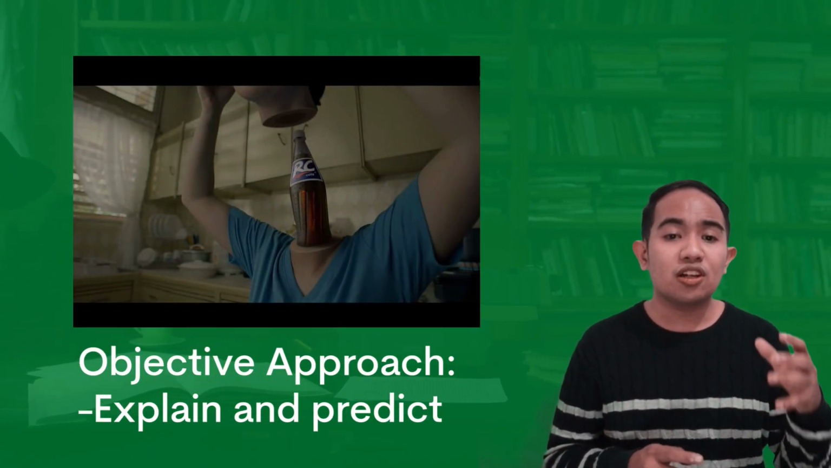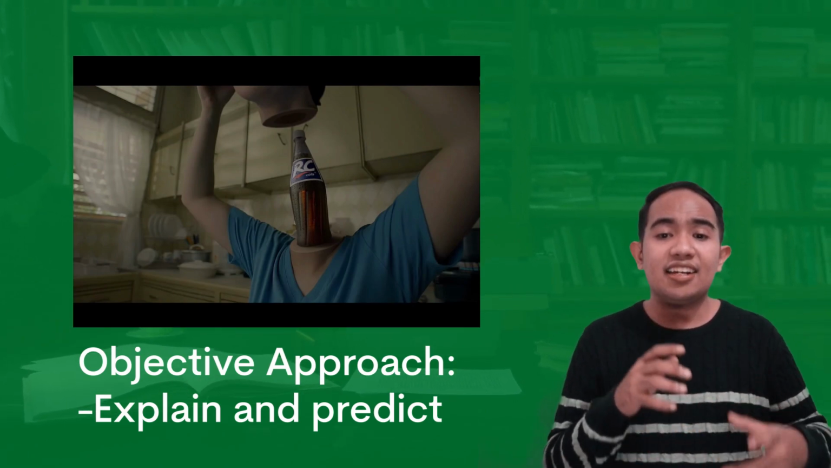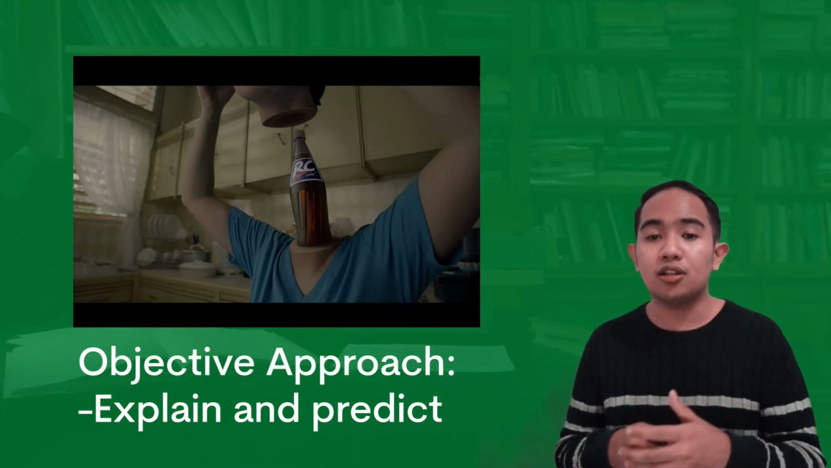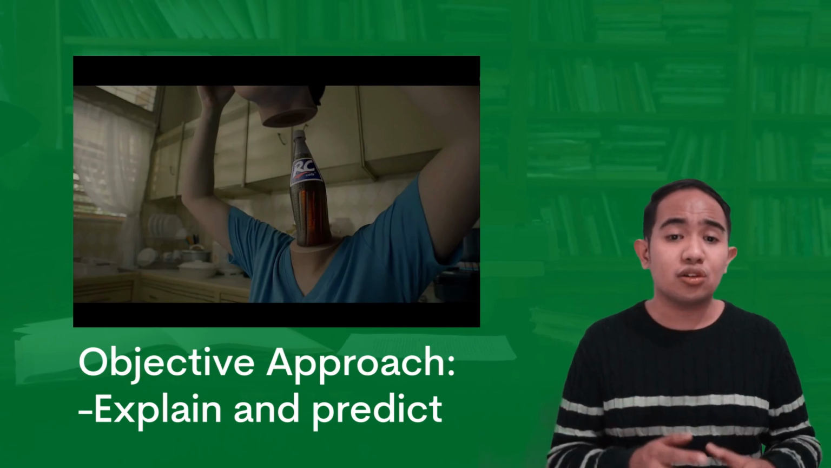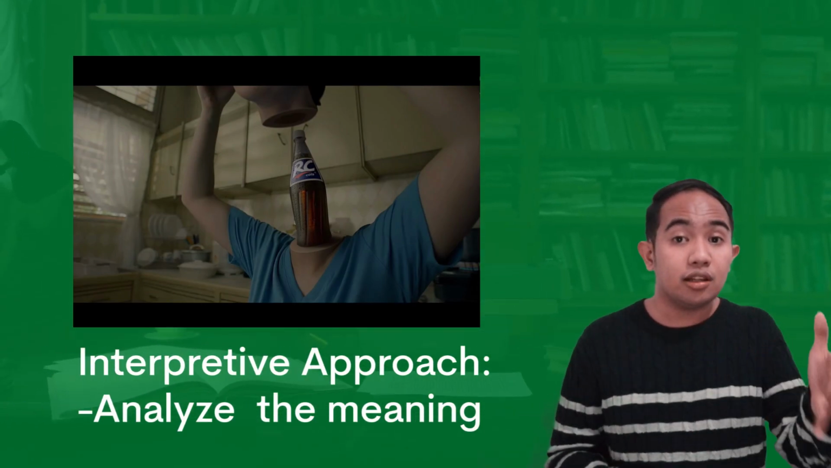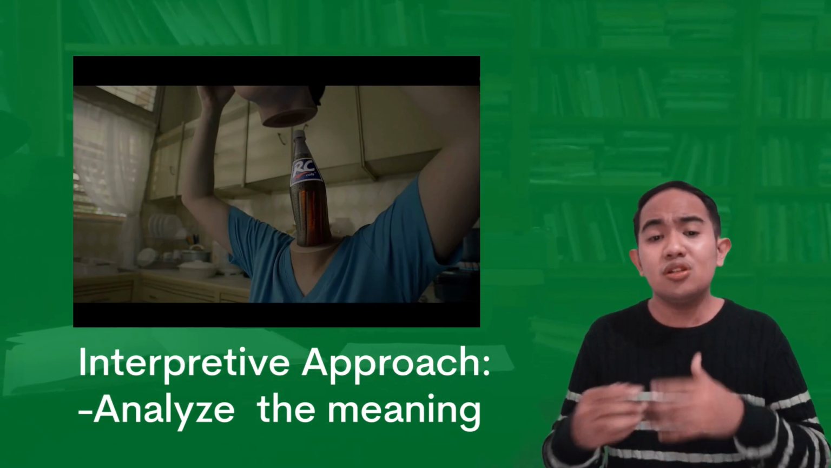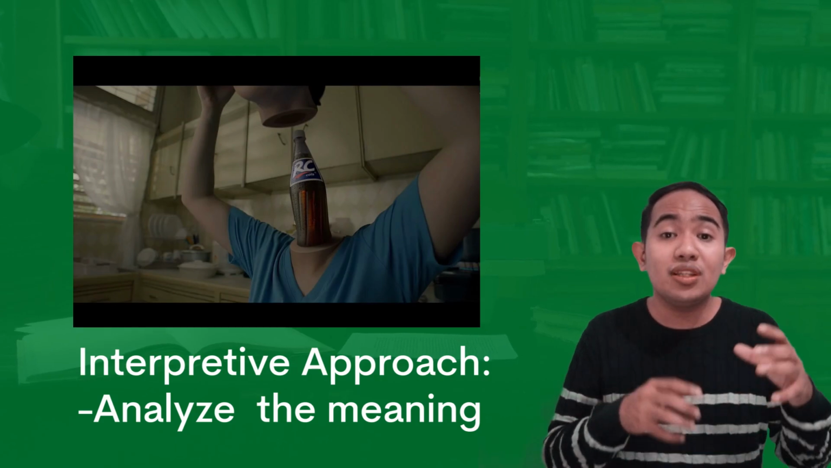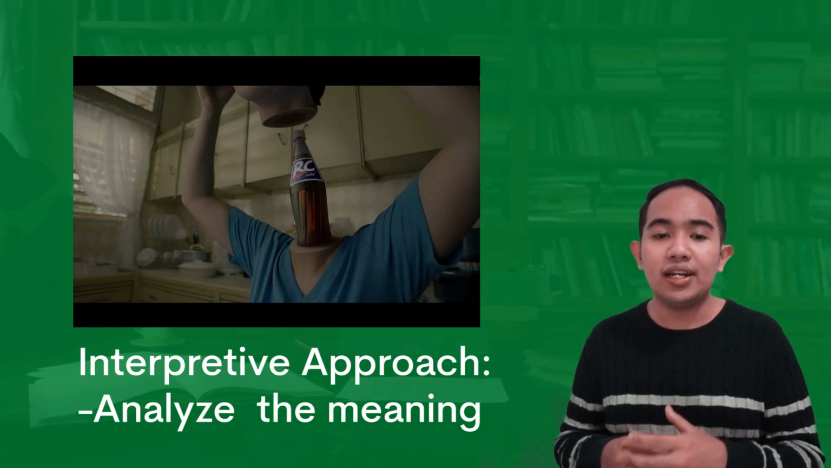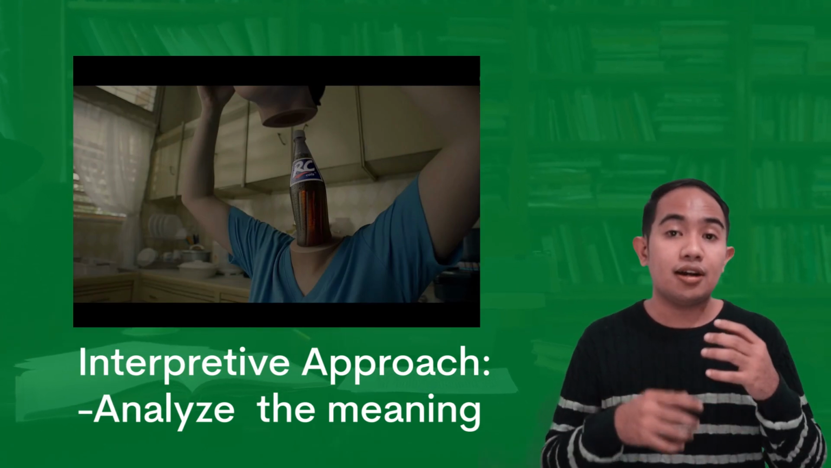Objective scholars will construct or use theories that will explain why this ad generates more leads to buy the product and identify factors or strategies to support their explanation. On the other hand, interpretive scholars will construct or use theories that will analyze how this ad generates more leads by looking at the symbolic meaning of a particular action.